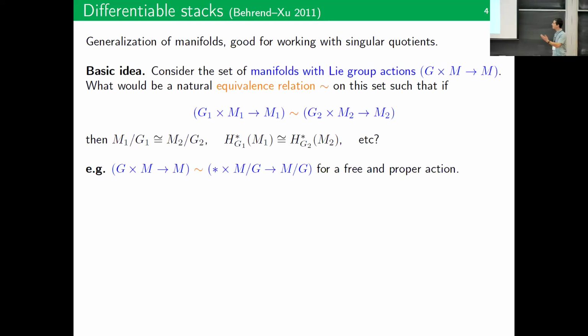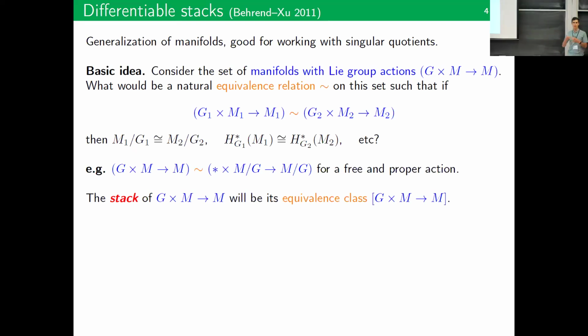So if you can define such a natural equivalence relation, then the stack of the group action will be the equivalence class. So this will be the more fundamental object, which will represent the quotient, but there are many ways to represent the same quotient, and you don't have to describe the quotient as something singular, like a stratified space or something like that. It's just the equivalence class of this quotient. This is the more fundamental object.